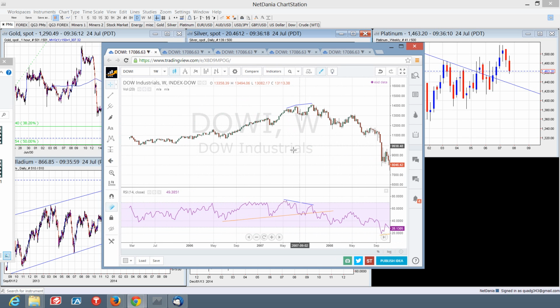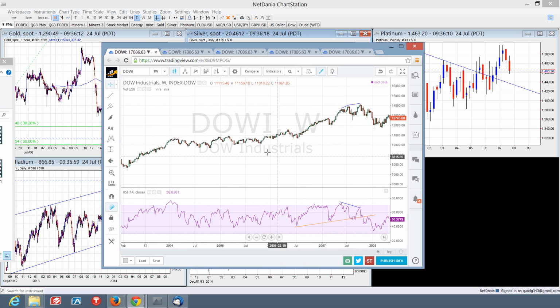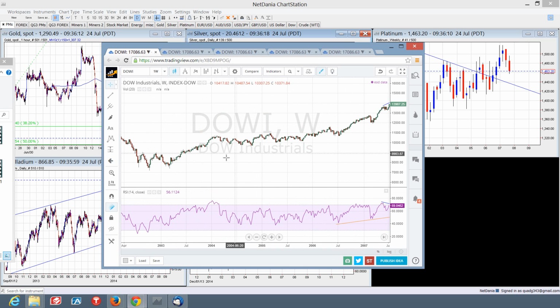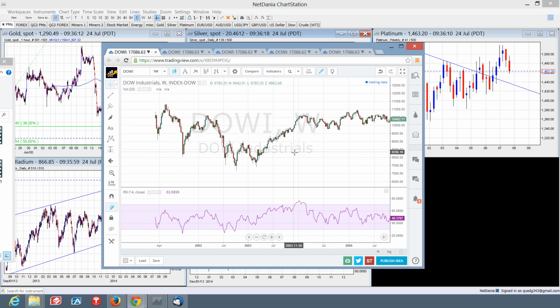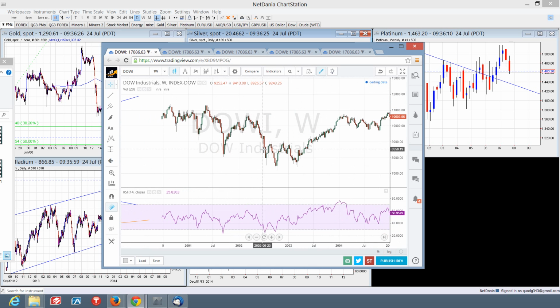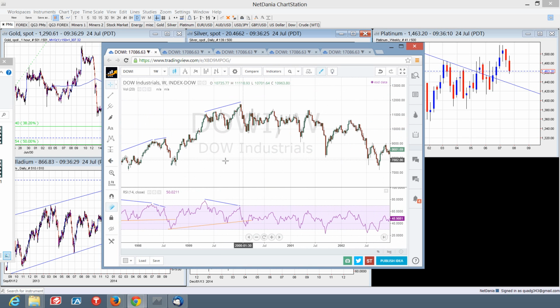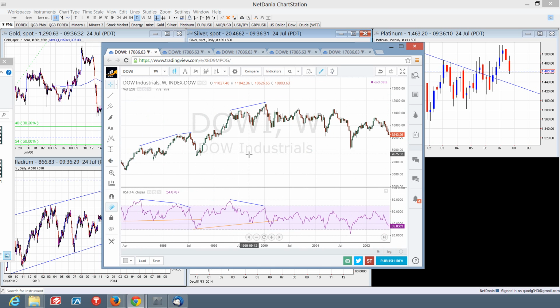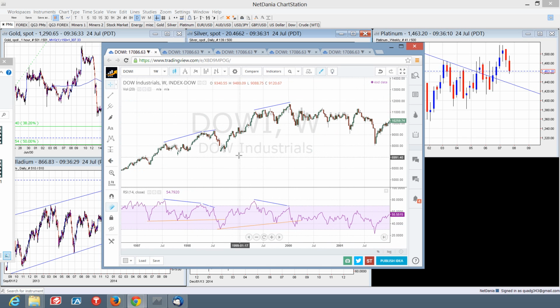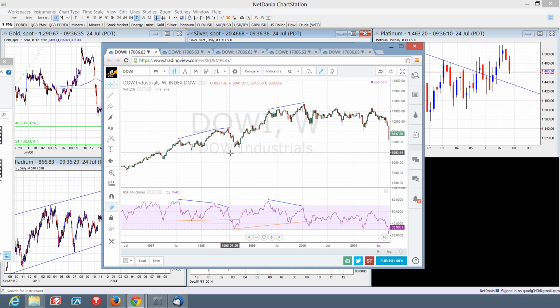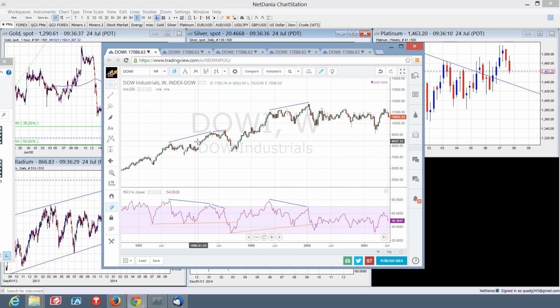So really good reason to be paying attention to those negative divergences. Now, negative divergences don't always succeed. Sometimes they'll fail, but it is a time to have our awareness heightened to the potential of a topping action. And here's an example of a double negative divergence.